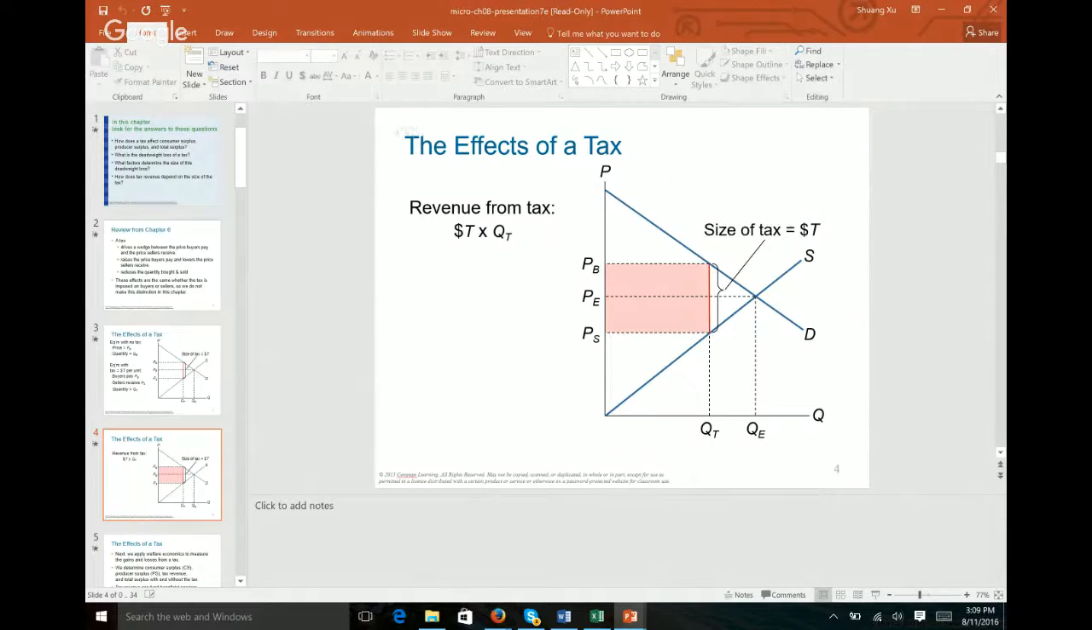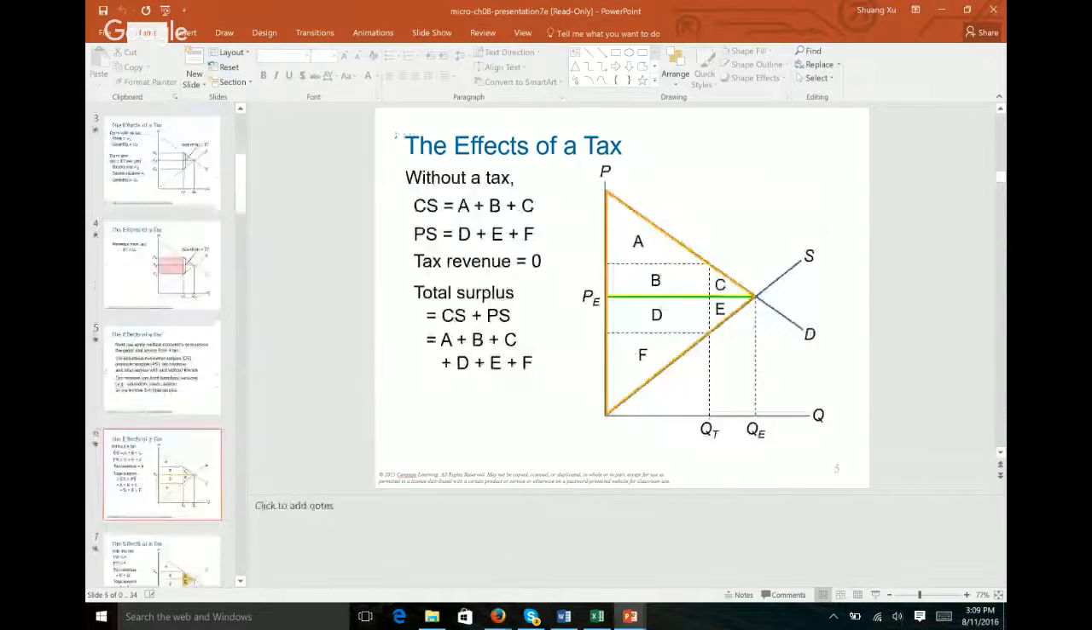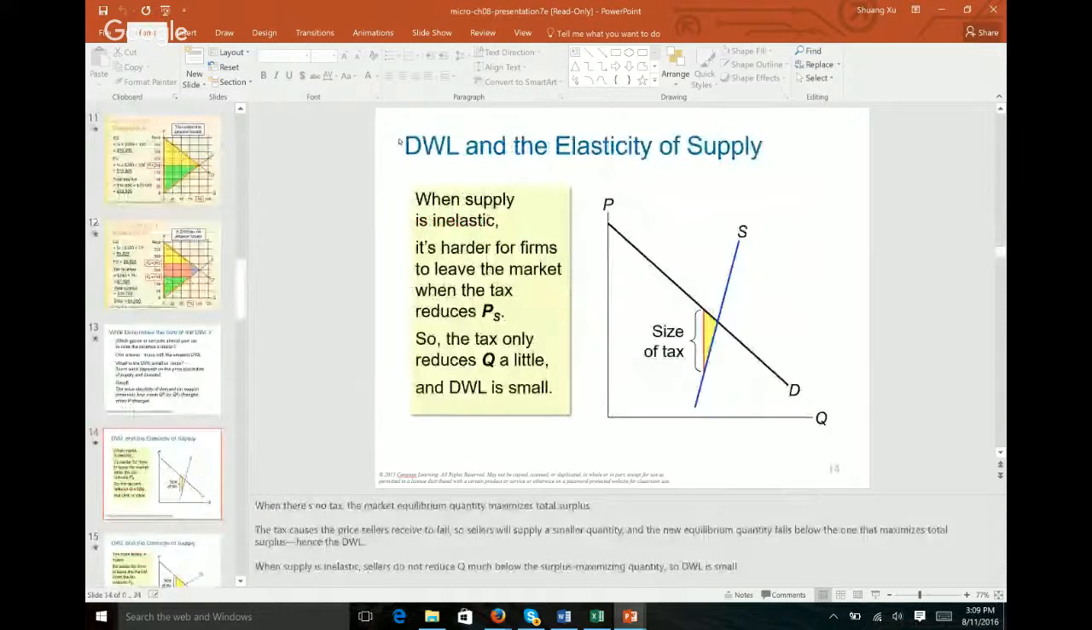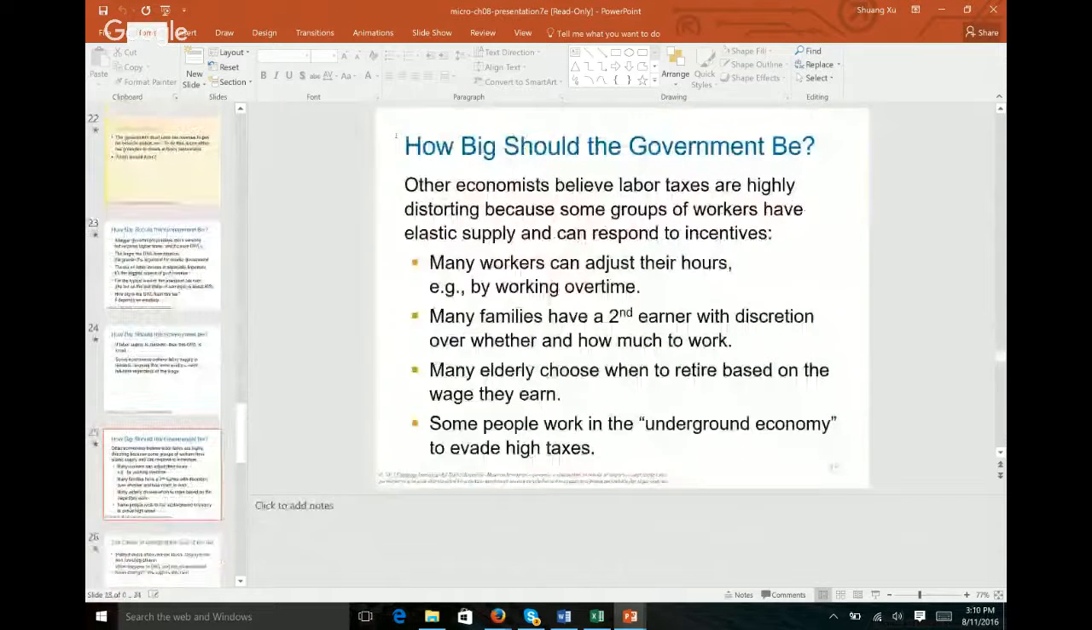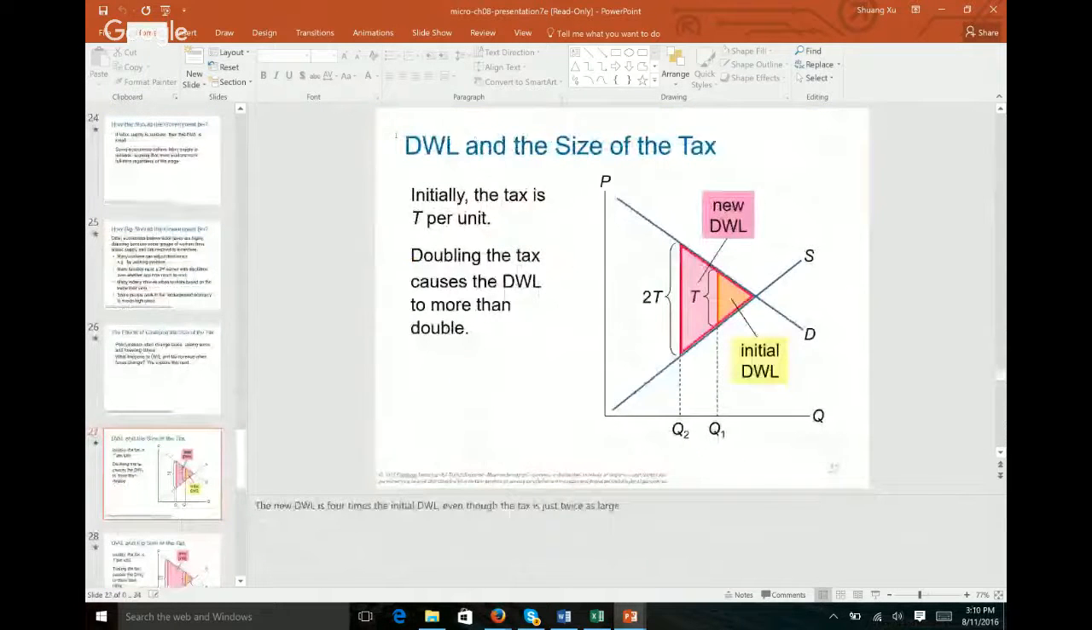That's the inefficiency in the marketplace. And this area in the middle is our government revenue. Your new total surplus is this consumer surplus plus producer surplus plus government revenue. And this triangle on the right over here is the deadweight loss, the inefficiency in the market. Okay, so know that. Let me see what else you've got to know. I think this is it for chapter 8.